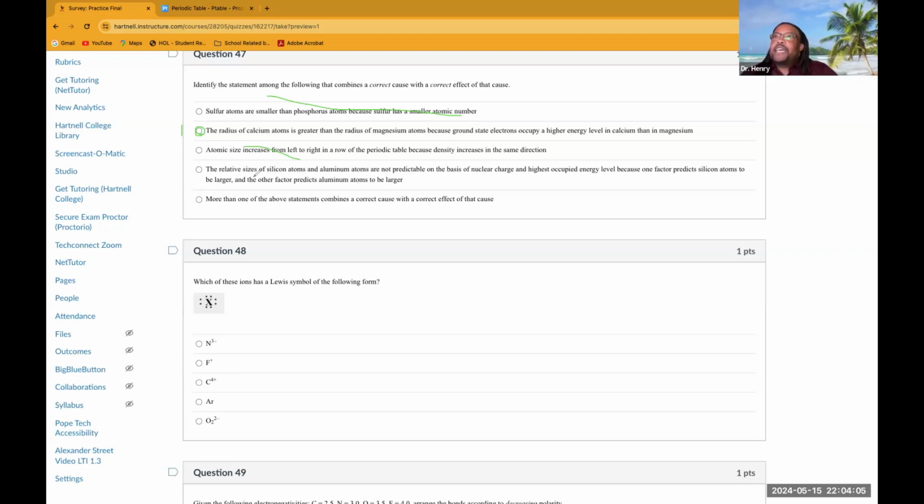The relative size of silicon atoms and aluminum atoms are not predictable based upon the nuclear charge and the highest occupied energy level, because one factor predicts silicon atoms to be larger, and the other factor predicts aluminum atoms to be larger. That's a lot of words. It's also BS, right? So that one is not it. Okay, so the correct answer is the second one.